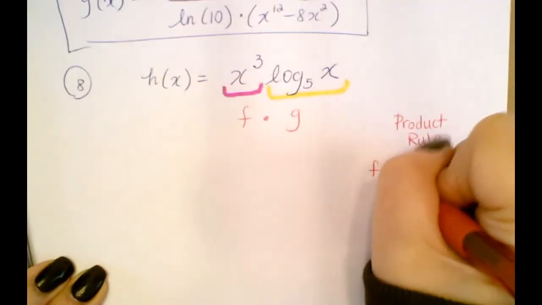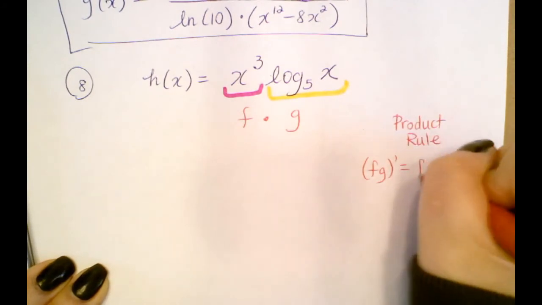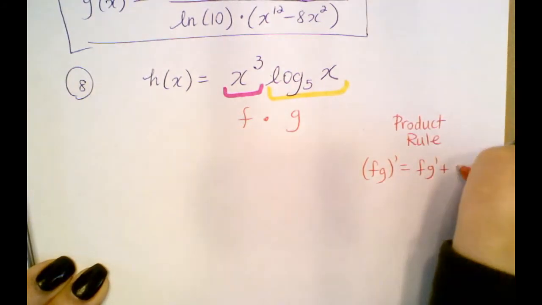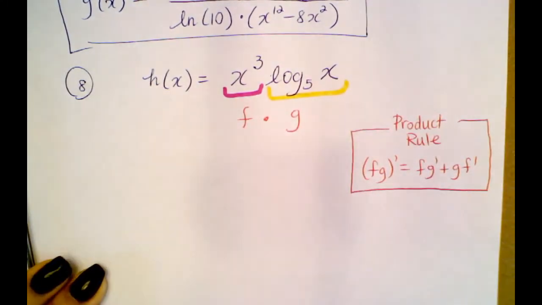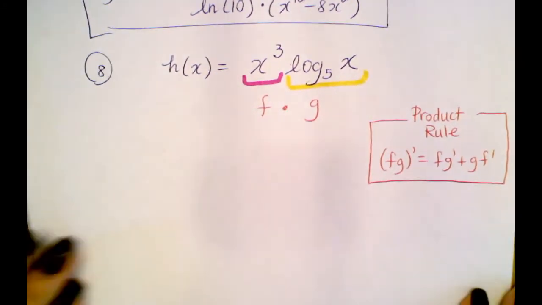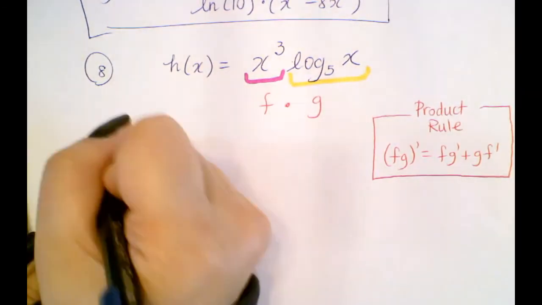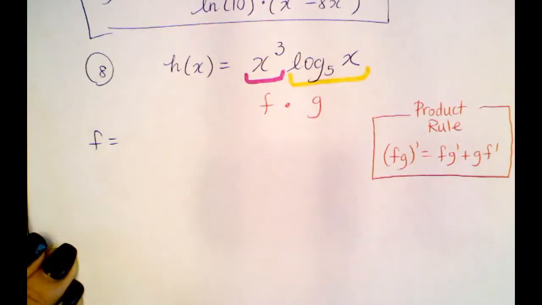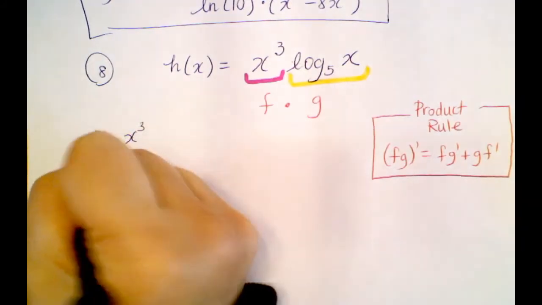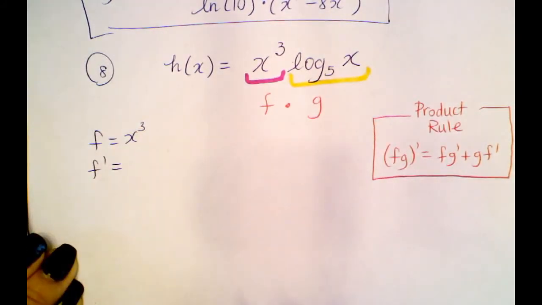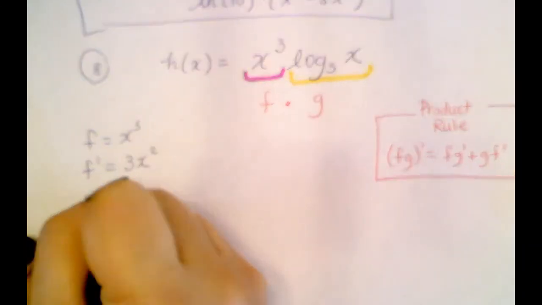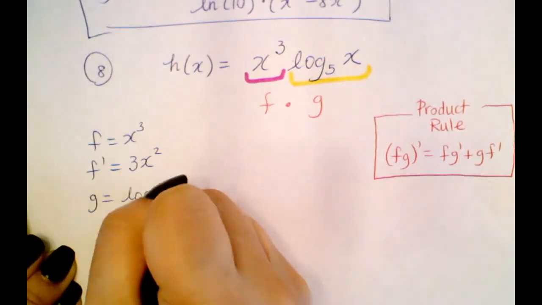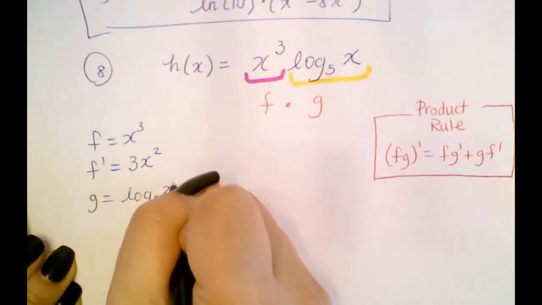The derivative of f times g is equal to f g prime plus g f prime. I think that was the order we used before spring break. But basically, I need my f, g, f prime, and g prime, and we kind of started listing them in the corner, right? So let me write all of these down. f equals x cubed, f prime equals 3x squared then, right? What about g? g is log base 5 of x.